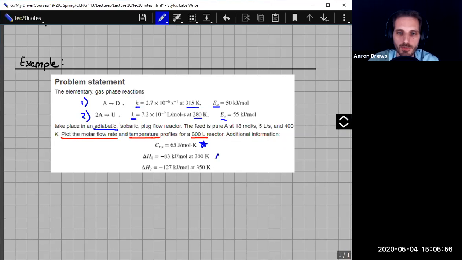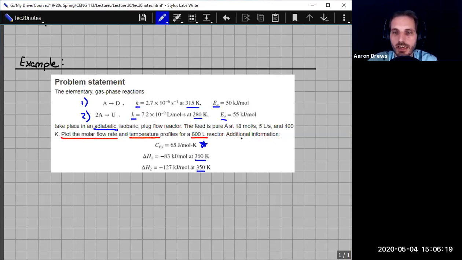And then our enthalpies of reaction are just given at two reference temperatures. So these were not calculated using an enthalpy of formation. Had they been calculated using an enthalpy of formation, these would have been at 298 K. But somebody just told us what the enthalpies of reaction are at some temperature, and so we're just going to have to adjust those as we go.